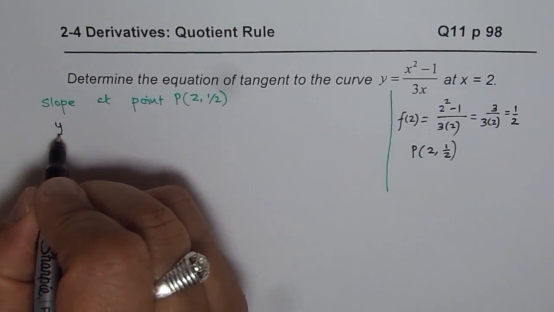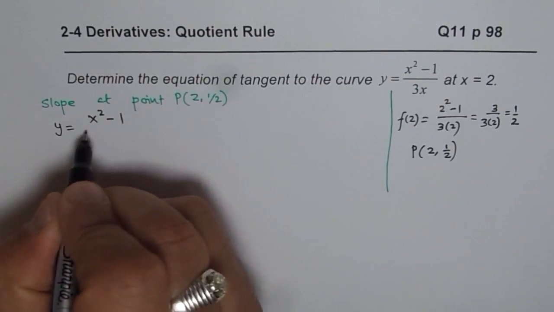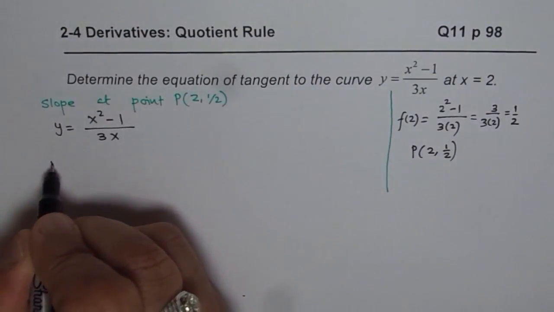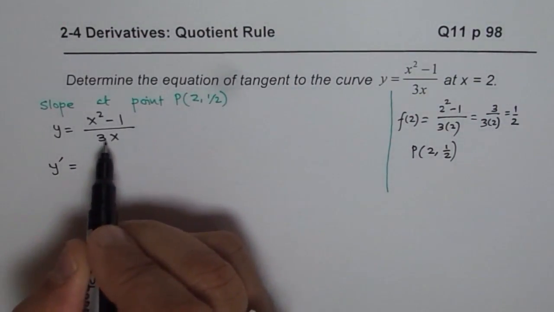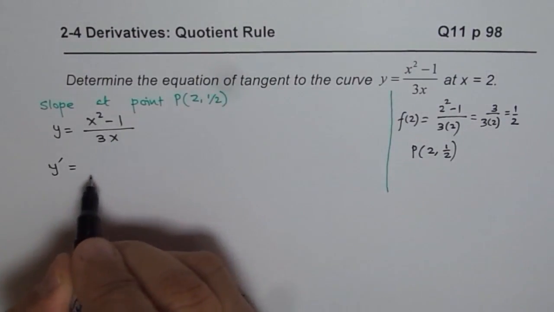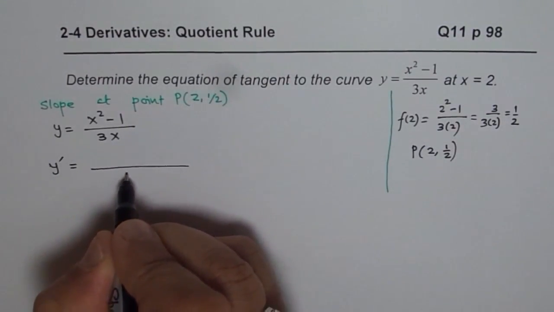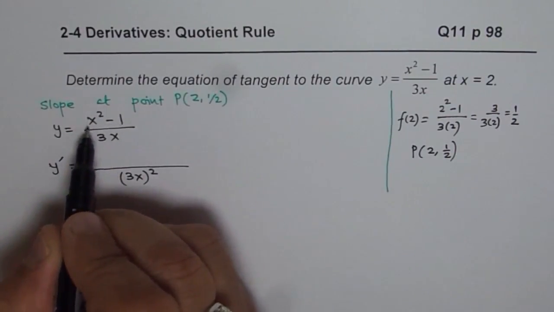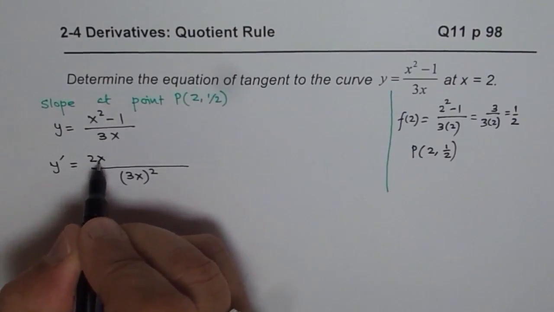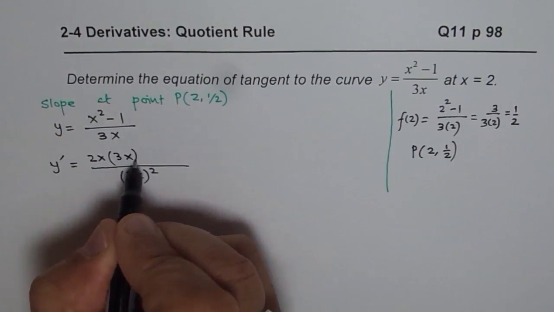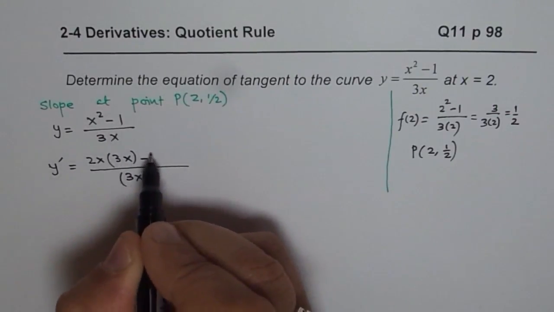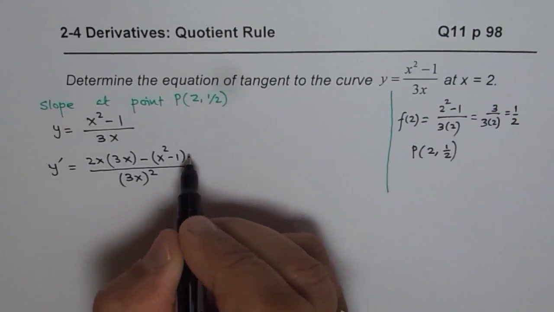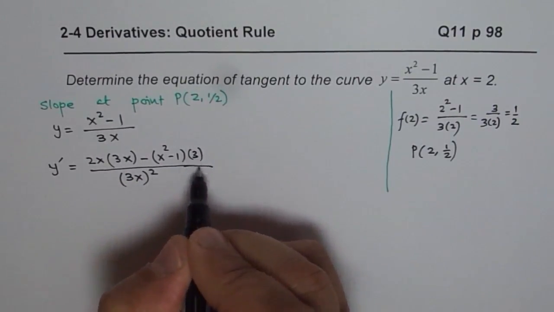So we have y equals x square minus 1 over 3x. So y dash, or dy dx, is equal to, using the quotient rule, the derivative of the numerator, which is 2x, times the denominator, which is 3x, minus the numerator, which is x square minus 1, times the derivative of the denominator, which is 3, all over (3x) whole square. That is the formula.